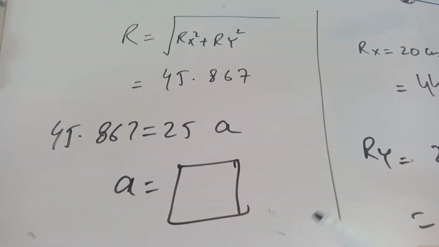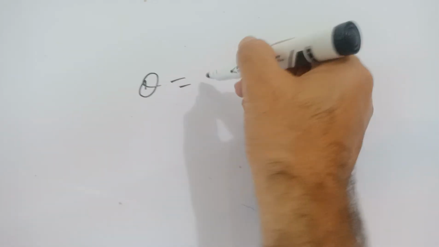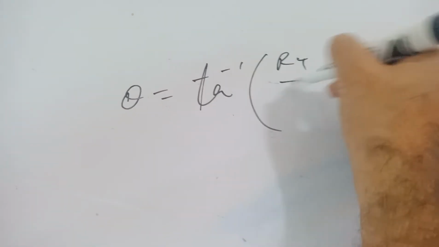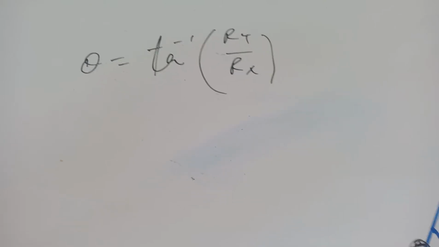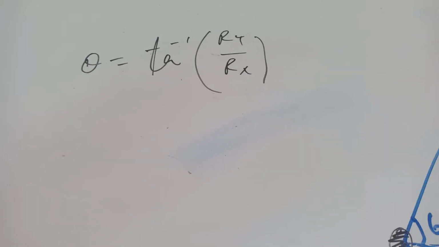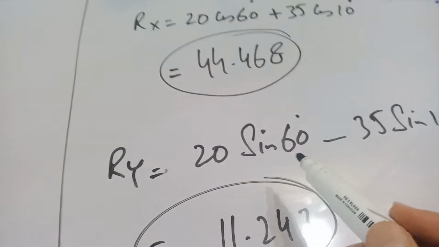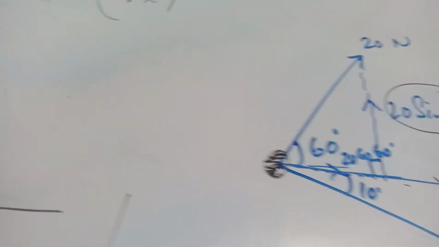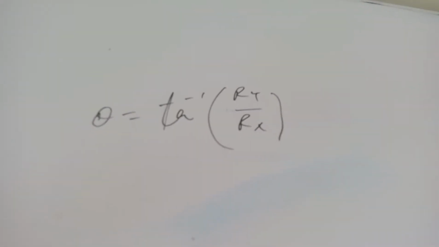Then for the direction of the acceleration, I'll be finding tan theta, which is tan inverse of Ry over Rx. The direction of the acceleration is obviously the direction of the resultant of these two forces. Again you can see that the Rx is positive and the Ry is positive, so this would be directed towards the first quadrant. You can find this angle and then check your answer.